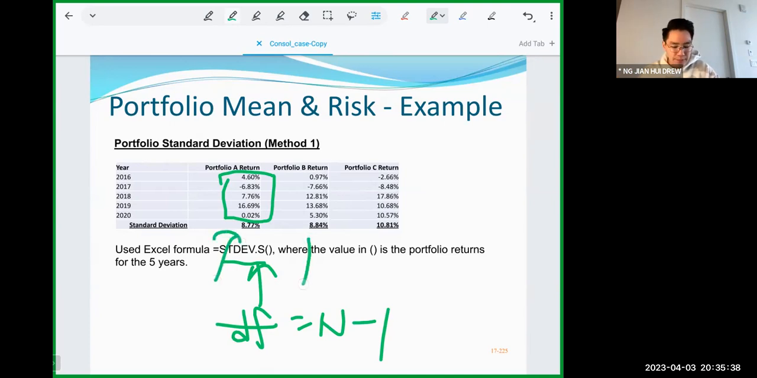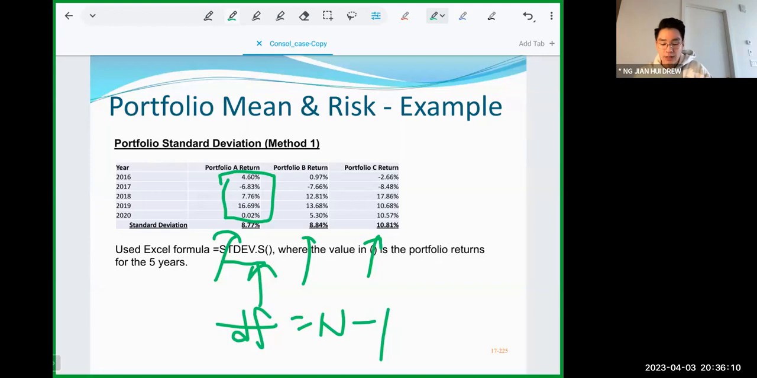And it's pretty simple, because we can do this for portfolio C and D. So actually, what is method 1 doing? Method 1 is doing this. You are calculating the returns of the portfolio for each year. So for year 2016, for portfolio A, you have 4.6. 2017 is negative 6.83, etc.